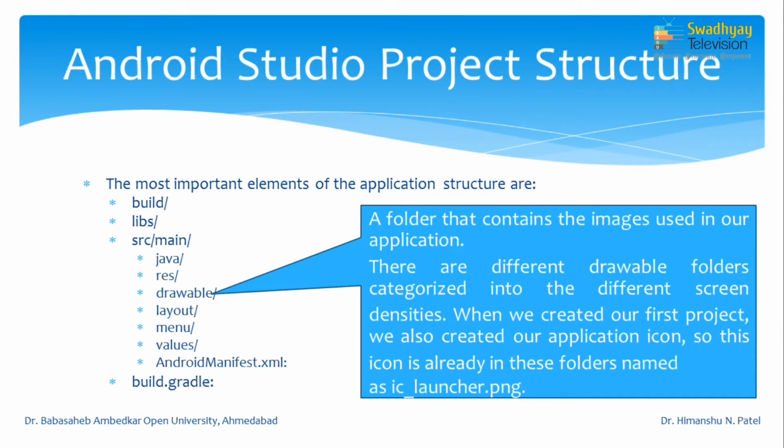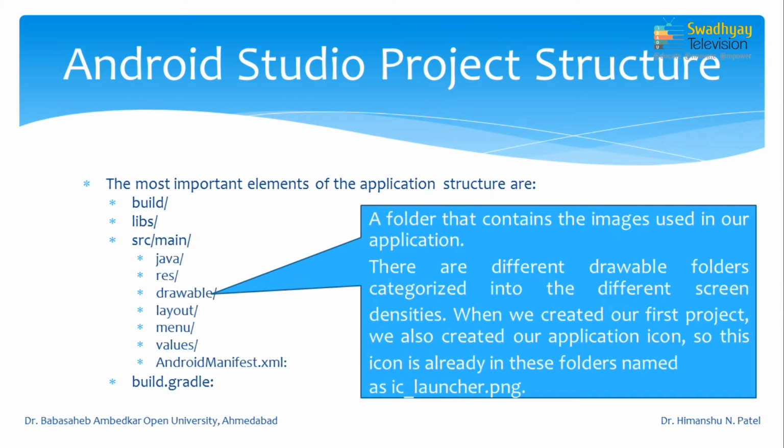Next is the drawable folder, a folder which contains images used in your project. Now your project may contain images of different densities. So there are different drawable folders categorized by different screen densities, which may be high, low or medium, and depending on your image density you can organize your images into different folders which represent different resolutions and densities.